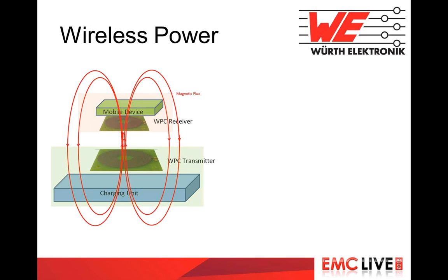Quite easy. Some advances have been made in these technologies, more efficient than ever, and now you can use it to charge mobile phones, tablets, and even cars and buses. So what's the problem here? The problem is the magnetic flux is coming from the charging unit to the receiver. That's perfect. But the magnetic flux is also going through the charging unit device and through the mobile device. And it's not so nice. This can generate electromagnetic interferences.